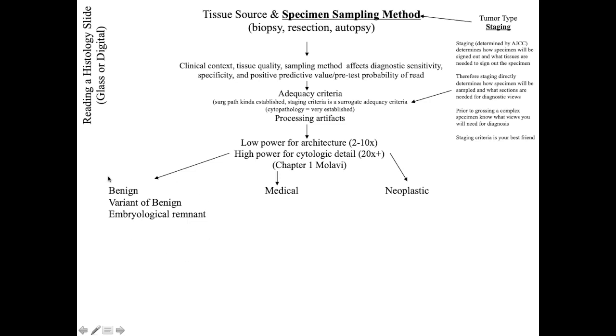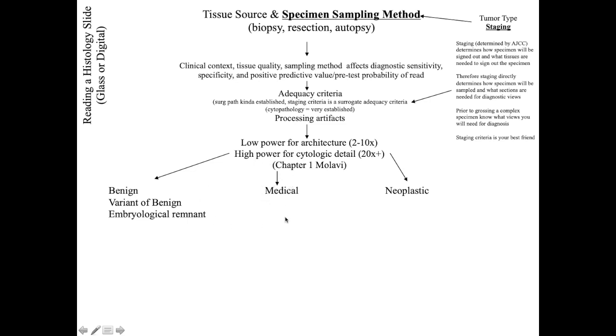And it's important to know these because you can get tricked by these variants, and if you're not sure if it's a variant of benign or some sort of embryological variant, you can mistakenly categorize it as neoplastic and diagnose cancer, which is a very, very bad no-no.